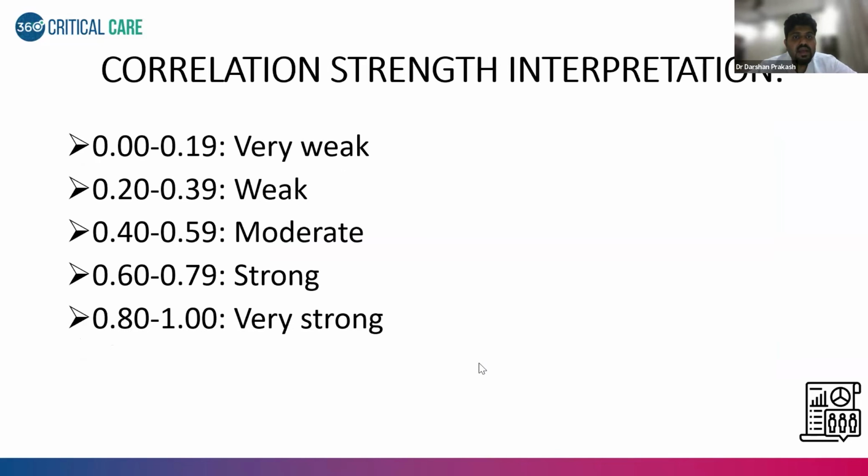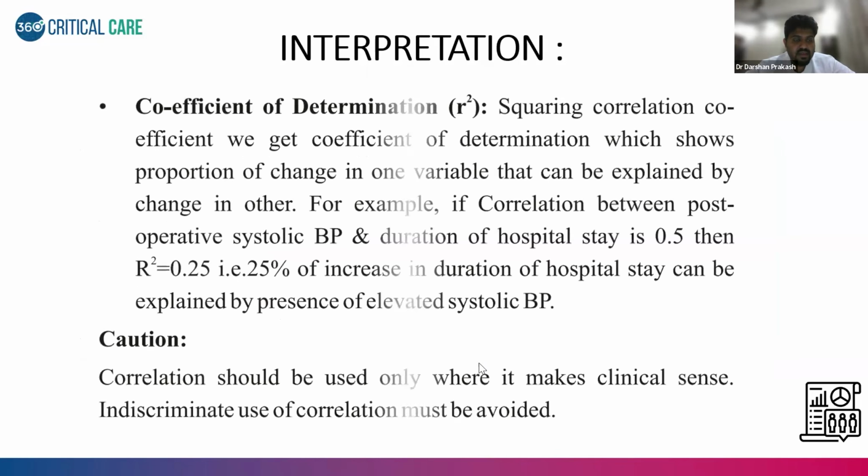We need to understand one more important thing. We give something called a coefficient of correlation, which was the letter R. So how do we understand that? We get something called the coefficient of determination. That will help us understand the correlation. Squaring the correlation coefficient gives us the R square value.